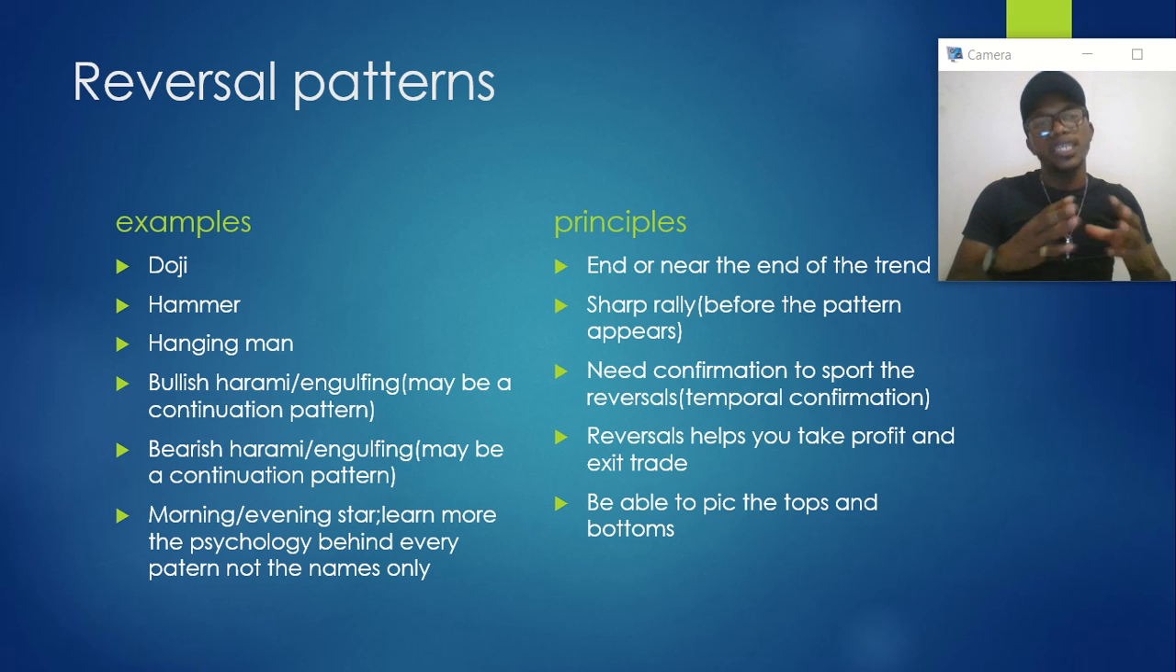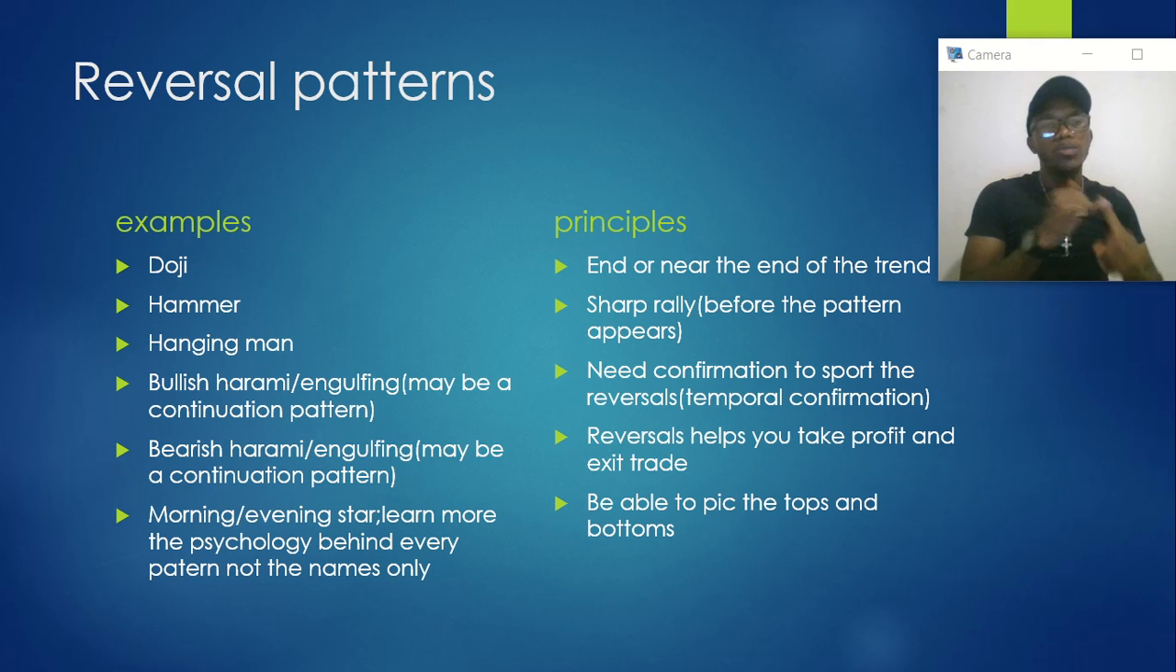So the principles that govern this example is that each candlestick, any of these candlesticks, the Doji, the Hammer, the Hanging Man, the Bearish Harami, the Morning and Evening Star, they tell us that there is an end of a trend or near the end of a trend. Some of them will appear before the trend begins. So we need a confirmation to spot the true reversals in the market.